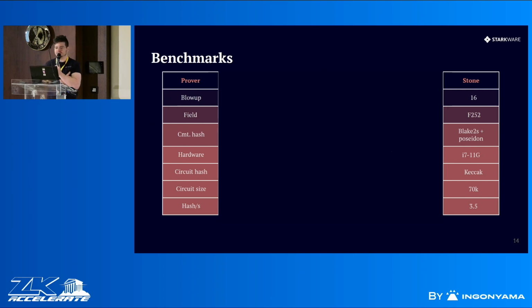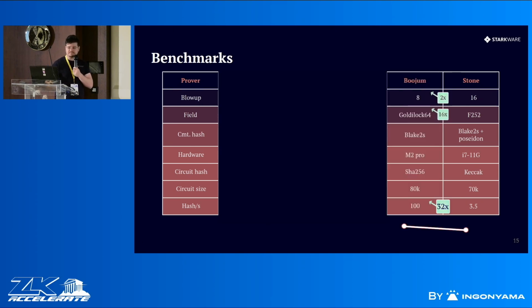Okay, so we'll start with Stone, our older prover. It has a blow-up factor of 16. It uses a big field, felt 252. The commitment hashes it uses are a combination of Blakes and Poseidons. I ran it on my laptop, and it proves Keccaks. Circuit size is 70,000. Anyway, the number it gets at the end is 3.5 hashes per second. This is how much we get for Stone on my laptop.